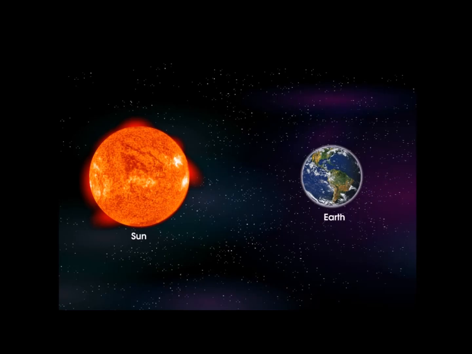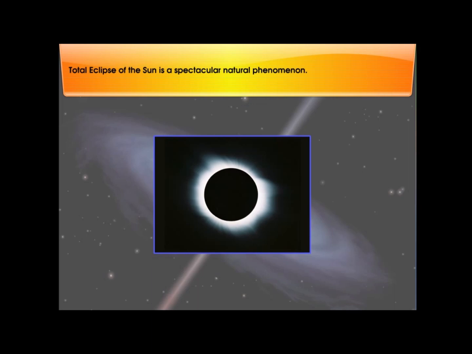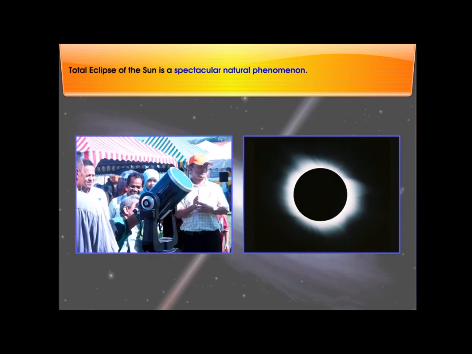An eclipse of the sun occurs when the moon is directly between the sun and the earth. During the eclipse of the sun, the moon and the earth are in a straight line. Total eclipse of the sun is a spectacular natural phenomenon. Many people travel to specific locations every year to observe the total eclipse of the sun.